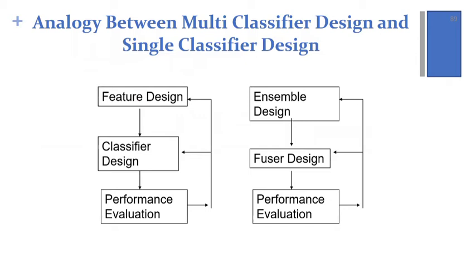Now we pass a small analogy between designing a single model and designing an ensemble model. Here's an analogy between multi-classifier design and single classifier design. When you have multi-classifier design, we are talking of ensemble. Pay attention to that. In the single classifier design, we talk of feature design. We think, okay, what are the features we want to use? How are we going to get the features? Then you design the classifier.